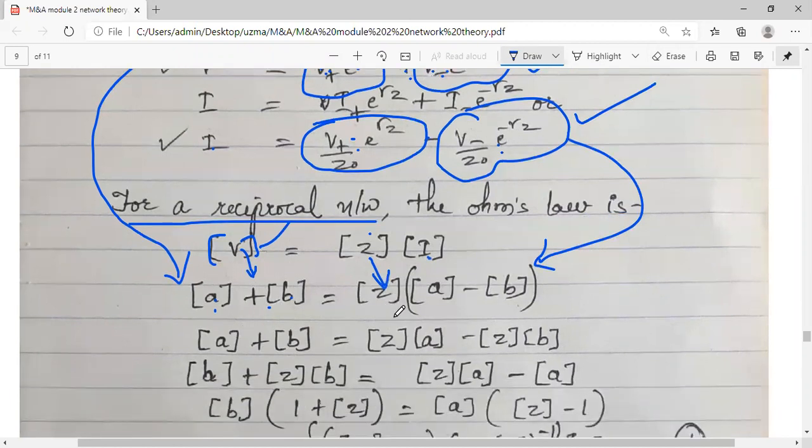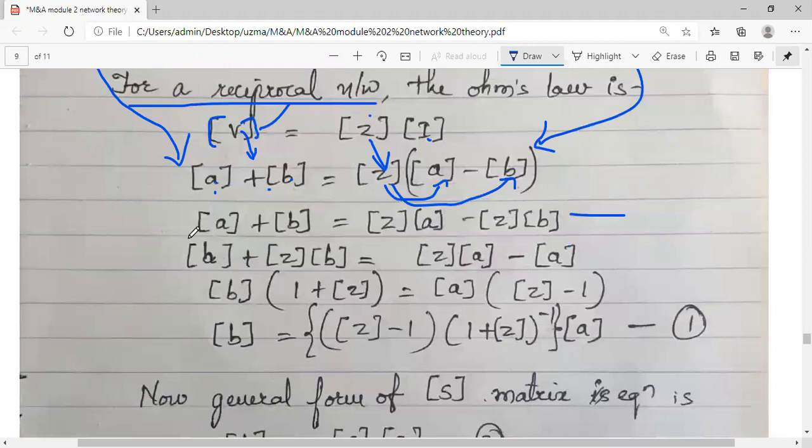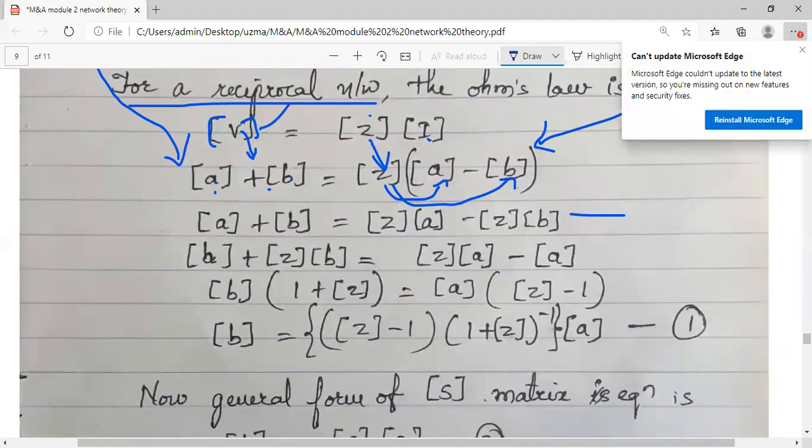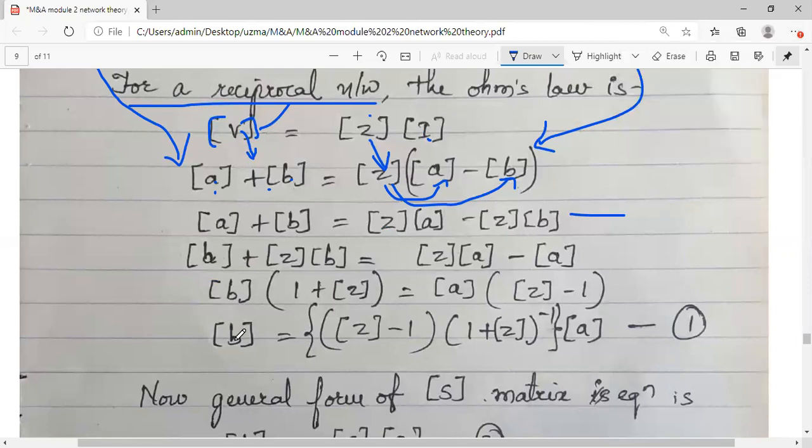In the next step, I have multiplied this Z to both the terms. See, it's simple mathematics. A plus B is equal to, when I'm talking about A and B, they are not simple numbers, they are matrices. Remember, when I utter the word A, it is not simply A, it is matrix A. So A plus B is equal to Z into A minus Z into B. All these are matrices. What I have done in the next step is collect all A terms at one side and all B terms at the other side.